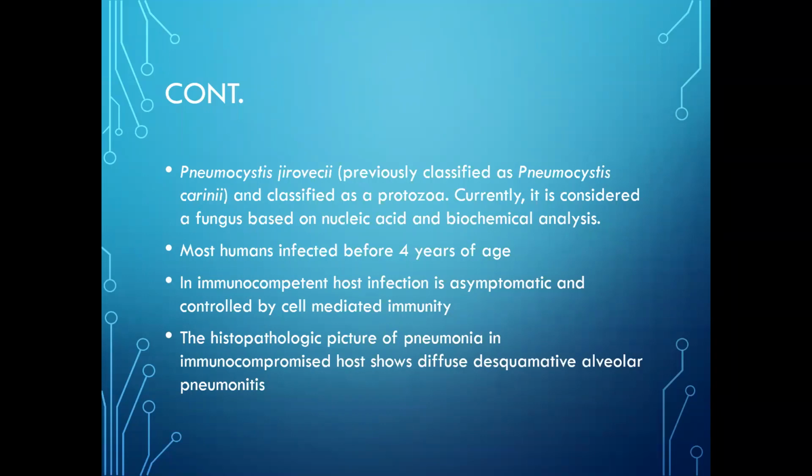Pneumocystis jirovecii, previously classified as Pneumocystis carinii and as a protozoa, is currently considered a fungus based on nucleic acid and biochemical analysis. Most humans are infected before 4 years of age. In an immunocompetent host the infection is asymptomatic and controlled by cell-mediated immunity. This histopathologic picture of pneumonia in an immunocompromised host shows diffuse alveolar Pneumocystis.